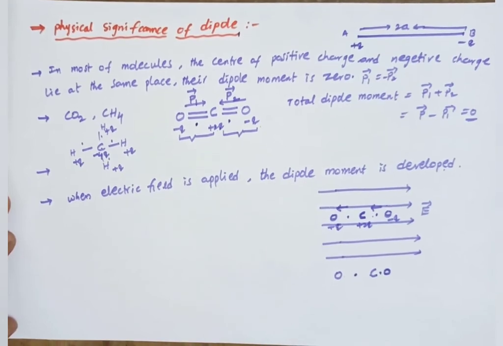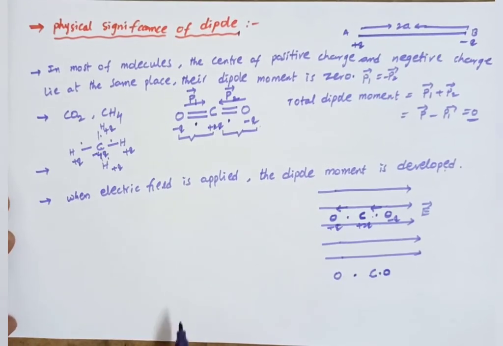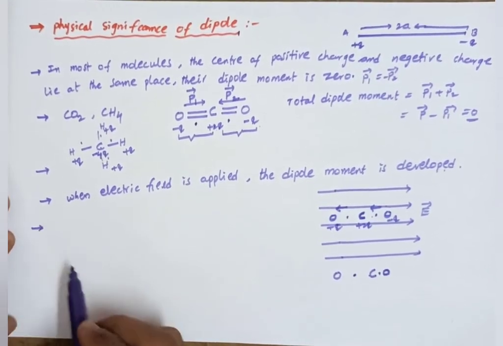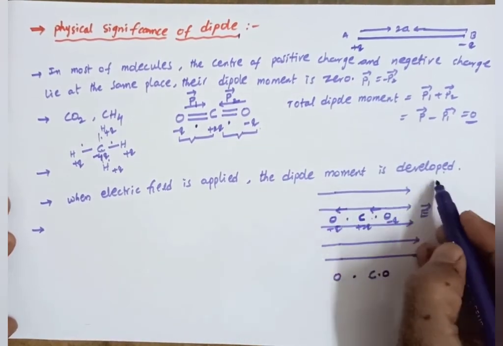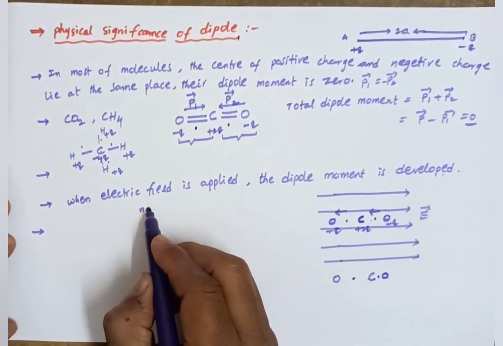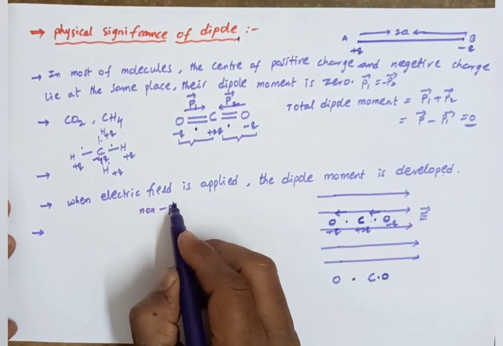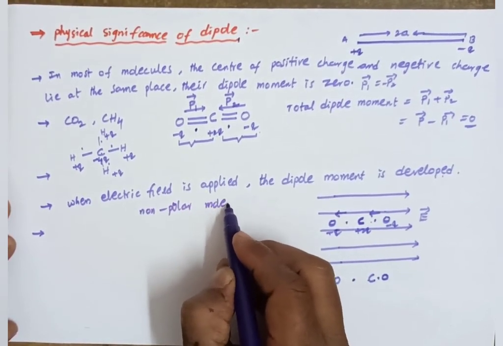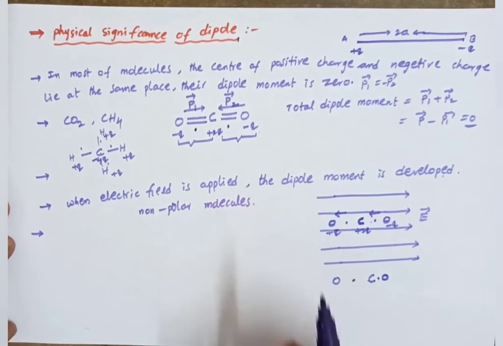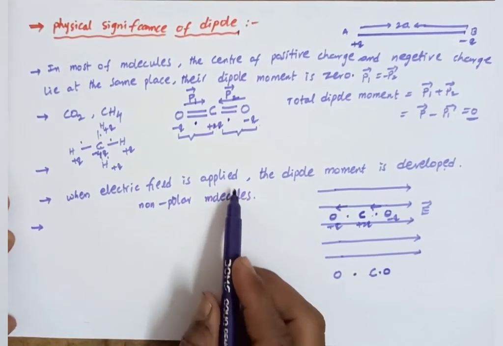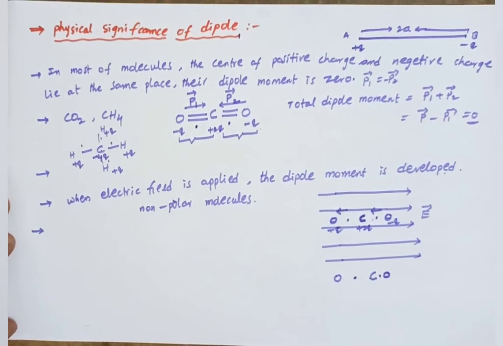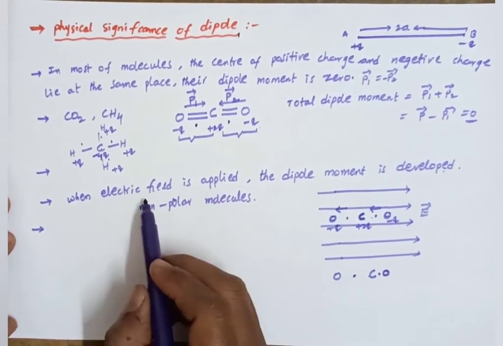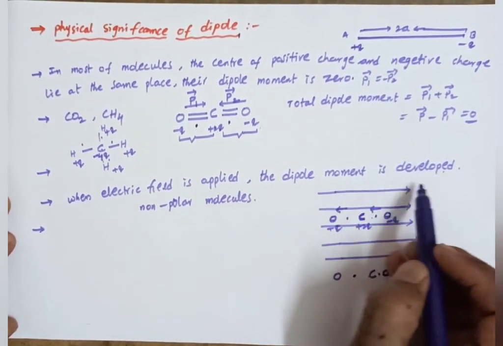So these molecules are called non-polar molecules. In the non-polar molecules, carbon dioxide and methane, when the electric field is applied, the dipole moment is developed.